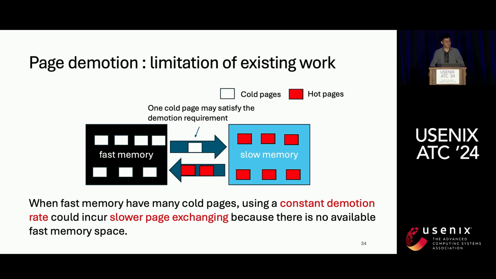Here, in this figure, we show a very simple example. Suppose the demotion just demotes one cold page, which could satisfy the demotion requirement. However, there are many hot pages in slow memory waiting to be promoted to fast memory. In this situation, because the demotion watermark is already satisfied, the hot page will hit a no-memory-in-fast-memory error. So a promotion failure will be generated.